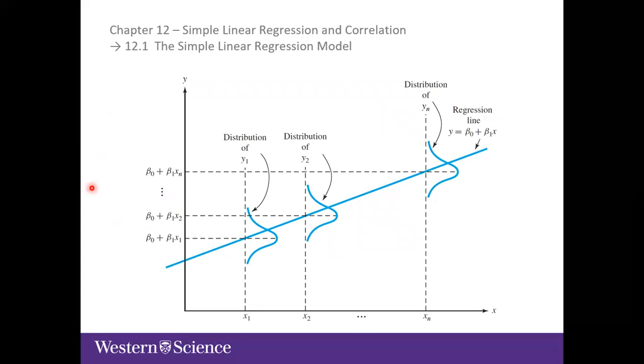So graphically, what we have seen is that y and x are related, and this is a linear relation as specified in this regression line. So y is equal to beta naught plus beta 1 times x. So x is the explanatory variable, and y is the response variable.